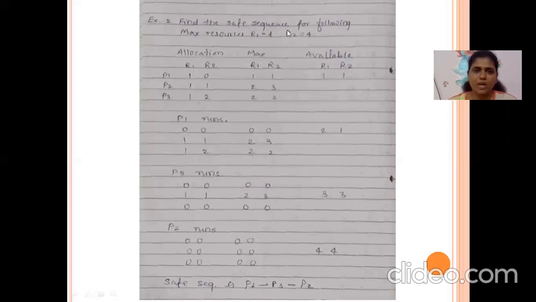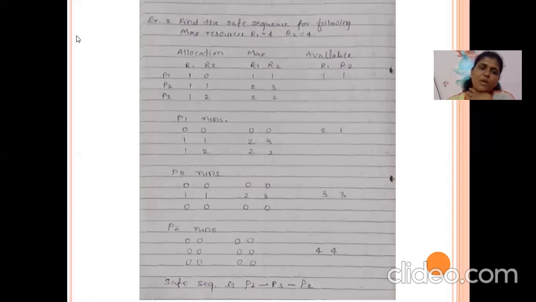So the maximum number of available instances is given. How allocation is done between the processes is also given. And also what the maximum requirement for each process is also given to us. And we have to find out the safe sequence.